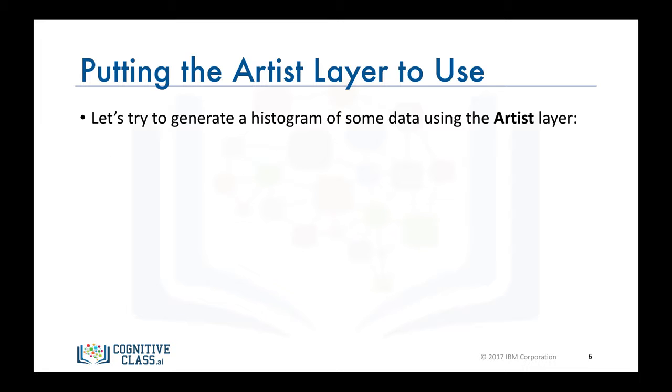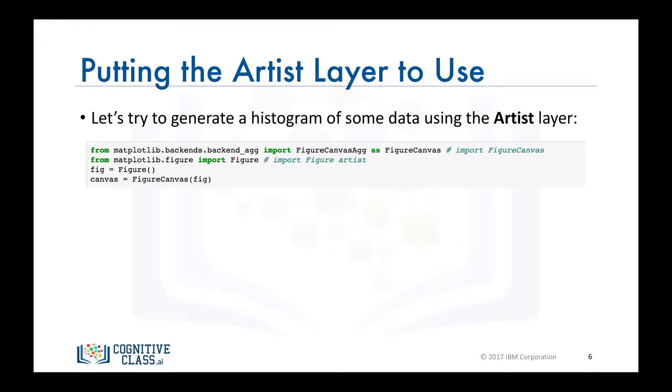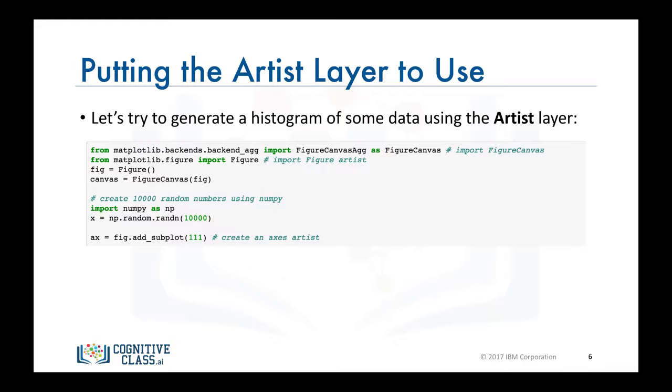Now, let's put the artist layer to use and see how we can use it to generate a graphic. So let's try to generate a histogram of 10,000 random numbers using the artist layer. First, we import the figure canvas from the backend _ag and attach the figure artist to it. Note that ag stands for anti-grain geometry, which is a high-performance library that produces attractive images. Then we import the NumPy library to generate the random numbers. Next, we create an axes artist.